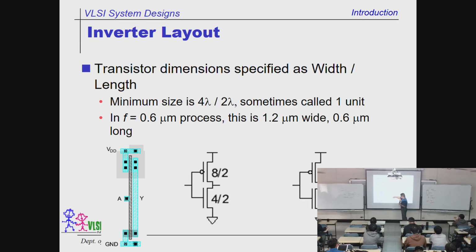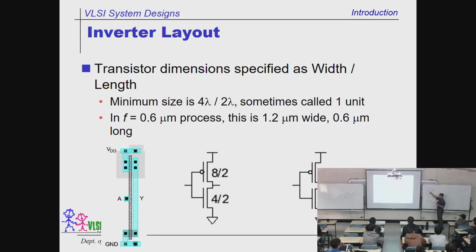So since the length is the same, we just take it away and leave the ratio of these two transistors, 1 versus 2, because the one on top is 8 lambda and the bottom is 4 lambda. It's 1 versus 2. And you might be curious why the one on the top is wider than the one on the bottom. Why is that? It's really easy.